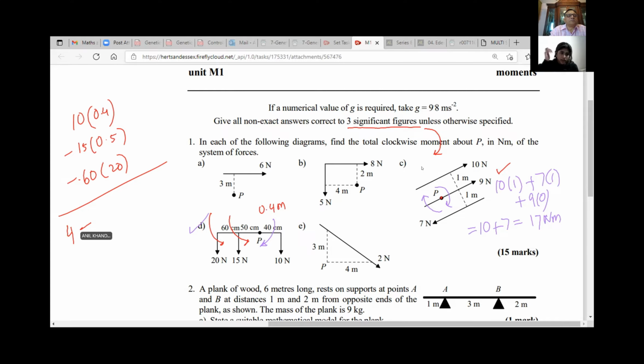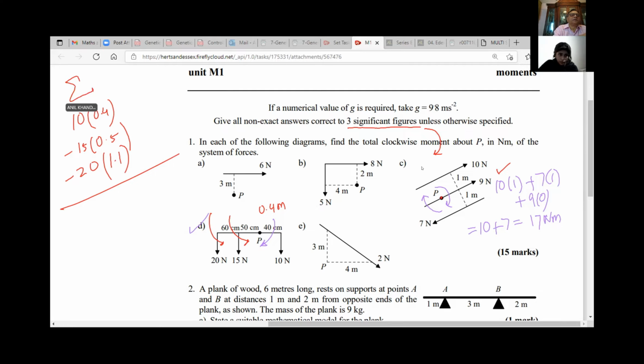Wait, is it 20 times 0.1? No, I'm sorry, let me redo it. I wrote 60 also wrong. So 20 newtons is the force and about point P, which is 0.6 plus 0.5 is 1.1, so it is 1.1 meters. Correct. So what do you get? Add all these values.